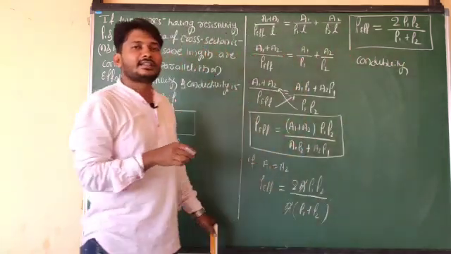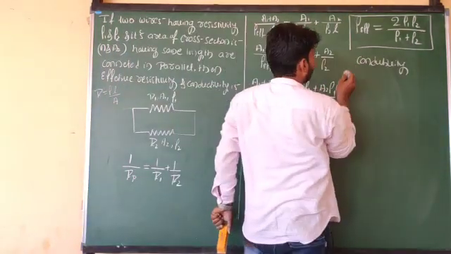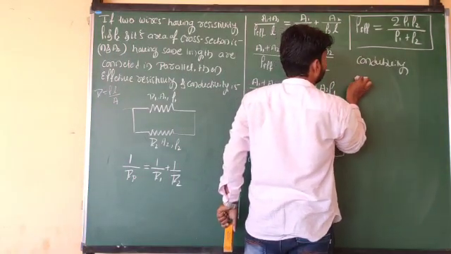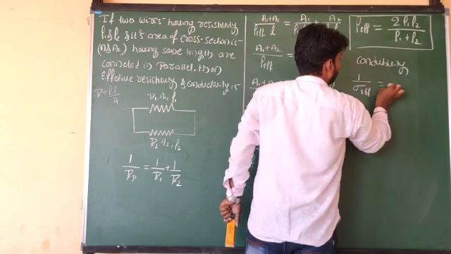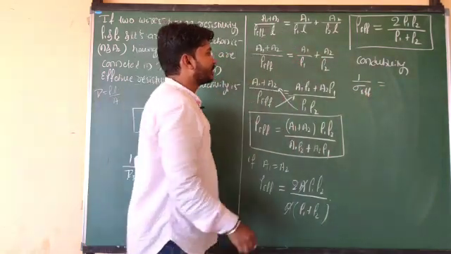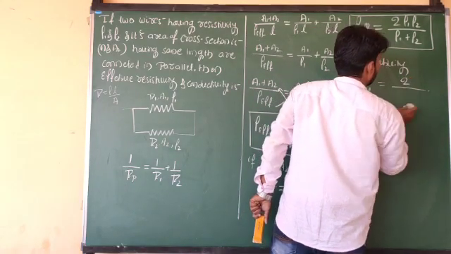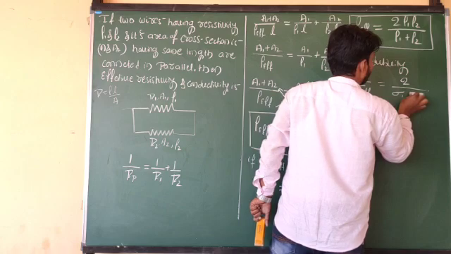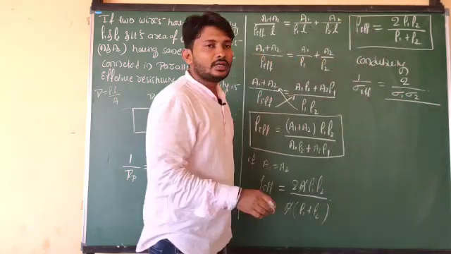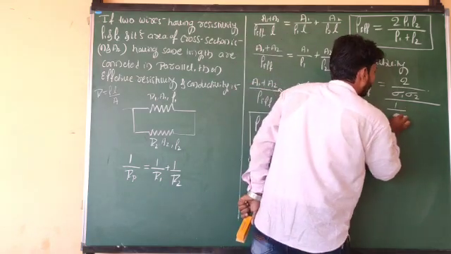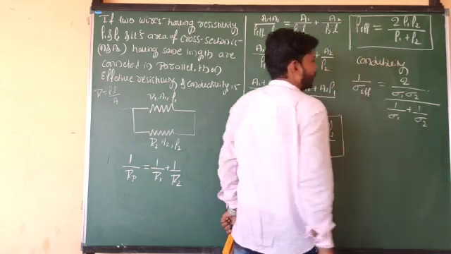So conductivity is nothing but the reciprocal of resistivity. So if I write the effective conductivity, 1 divided by effective conductivity is equal to 2 divided by sigma 1 into sigma 2, whole divided by 1 by sigma 1 plus 1 by sigma 2.